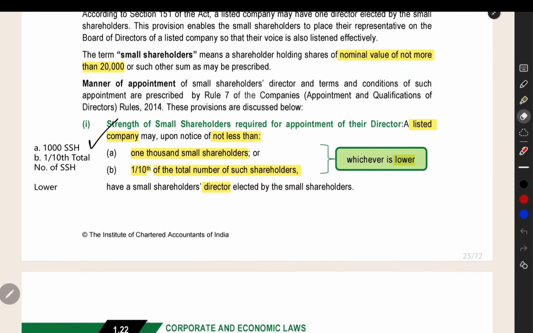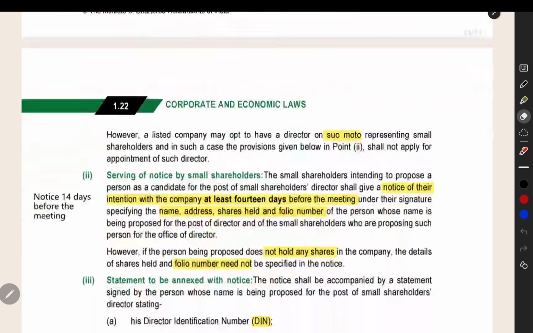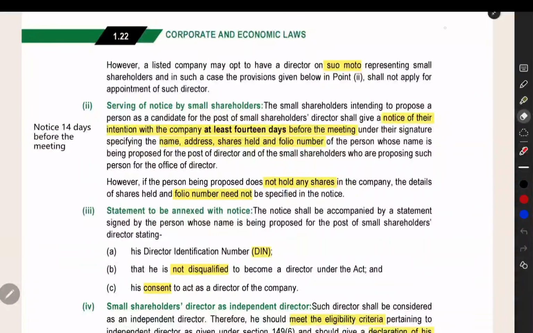Minimum 1,000 shareholders or 1/10 of the total number of small shareholders, whichever is lower. This number you have to find out first, two numbers, and then you have to take the lower. That lower number, that many small shareholders, you have to combine, you have to gather. After that, you can go and make an application to the company to appoint a small shareholder director. In case of a listed company, the company on its own may appoint a small shareholder director also.